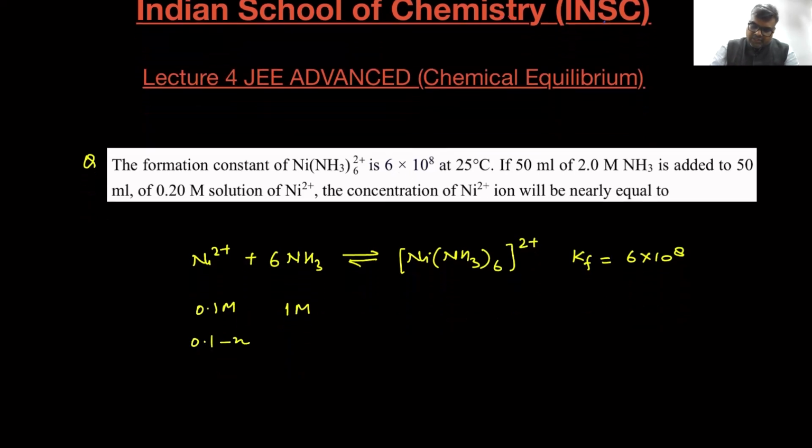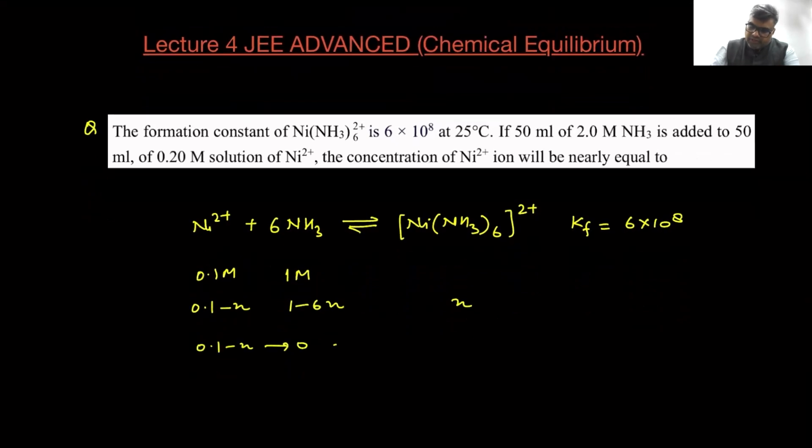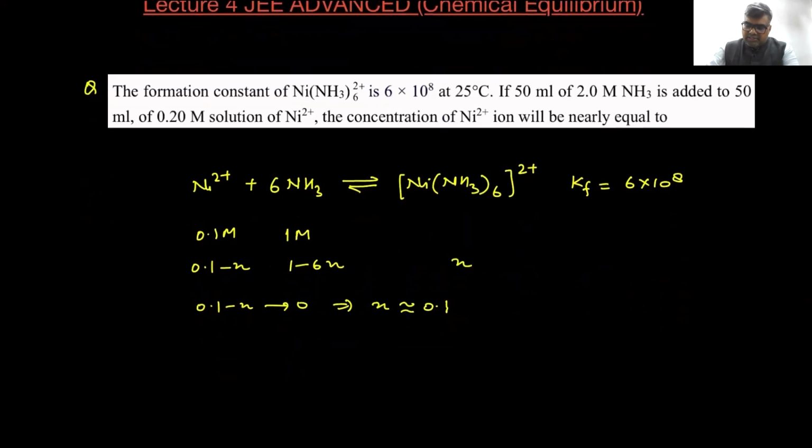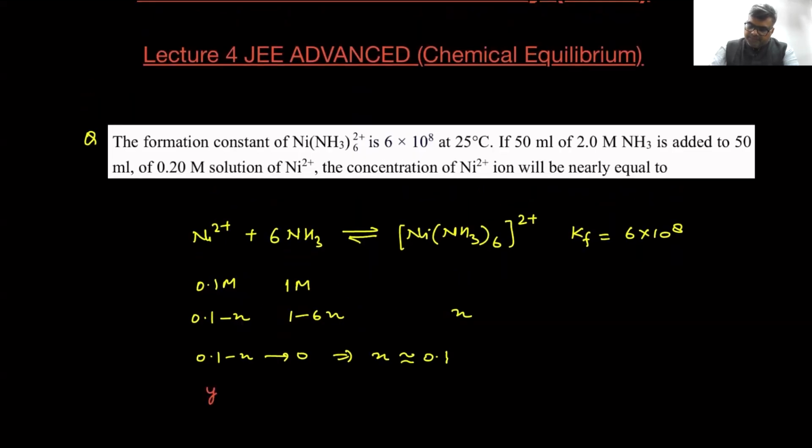So some of you may write 0.1 minus x, then 1 minus 6x and then x. But as we know this is a very high equilibrium constant, so 0.1 minus x tends to 0, or we can simply say x will be approximately 0.1. Since x is approximately 0.1, the concentration of nickel can be considered as y. You all know that in equilibrium we can't take any concentration as 0. So once you take this concentration as y, ammonia concentration will be left over 0.4 and this is 0.1.